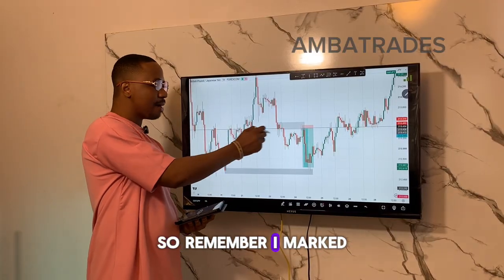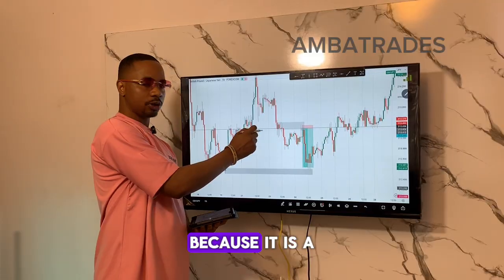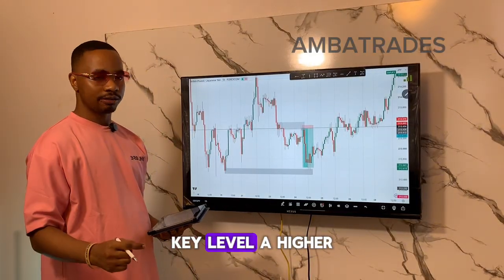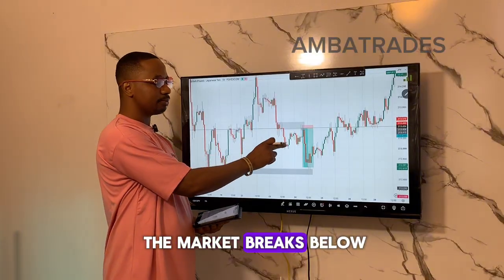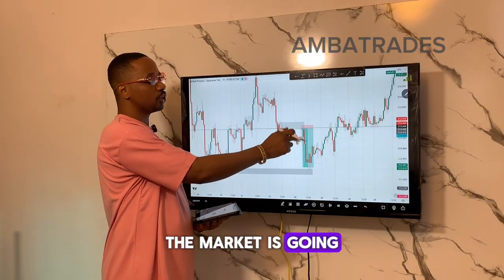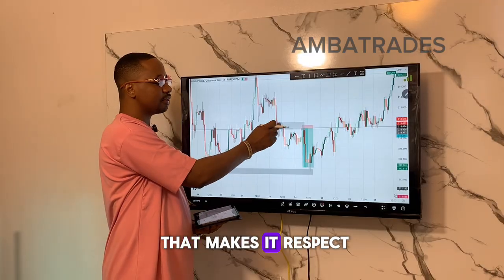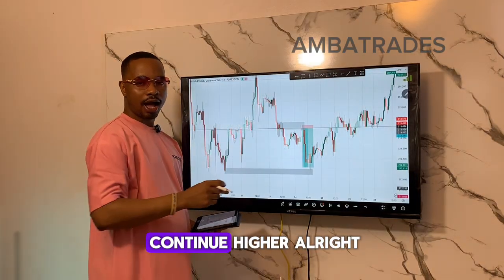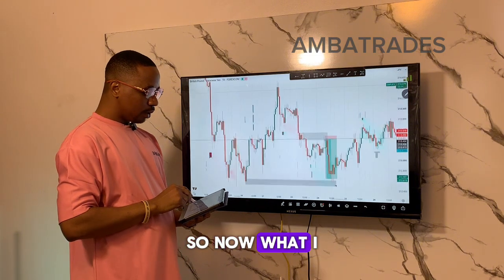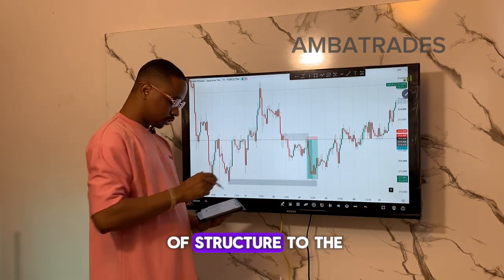Remember, I marked out this key level because it is a higher time frame key level. It is a higher time frame key level in the sense that if the market breaks below it, it is going to come down, retest it and go further. And if it respects this key level, it comes down, respects it and continues higher. So now what I marked out was this break of structure to the downside.